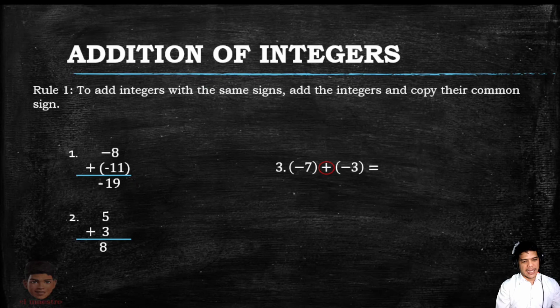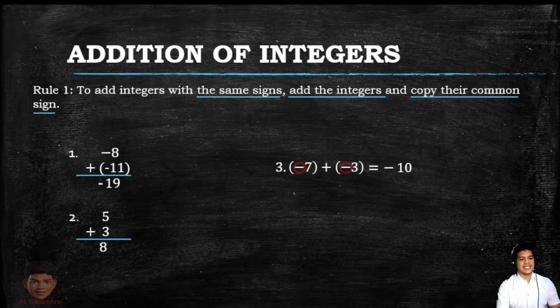Okay. So, the same sign, same silang negative. Anong sabi? Pag same, we add the integers. So, that is 7 plus 3 equal to 10. And, copy the common sign. Ano yung common sign nila? Negative. So, you copy negative. So, the answer is negative 10. So, negative 7 plus negative 3 is equal to negative 10.